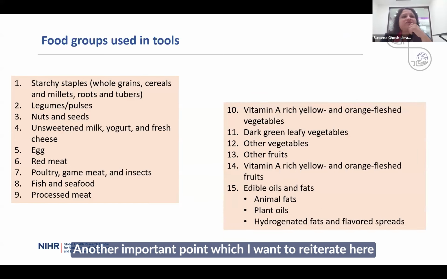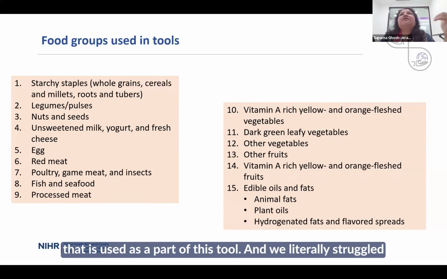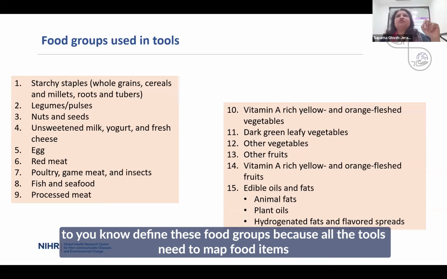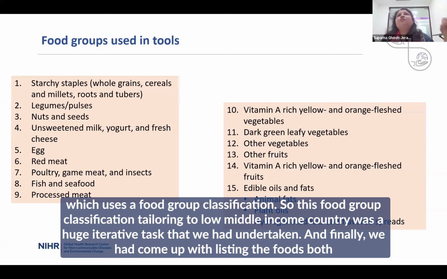Another important point which I want to reiterate here while we are mapping the food environment is the food groups that are used as a part of this tool. And we literally struggled to define these food groups, because all the tools need to map food items using a specific checklist. And what is that checklist? Do we use the minimum diet diversity score, or the GDQS, the Global Diet Quality Score, which uses a food group classification?